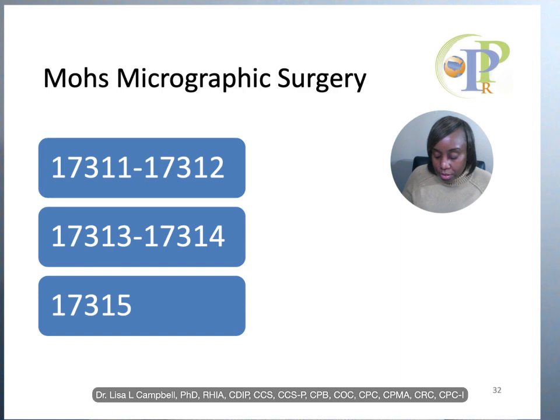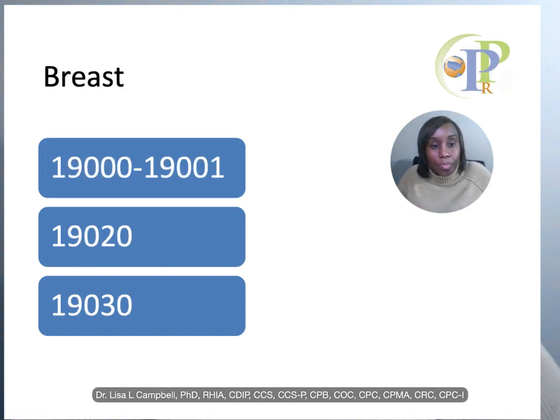And notice that each code says up to 5 tissue blocks, right? 17315 is when we have each additional block after the first 5 tissue blocks any stage. When we get to that exercise in our class, you'll actually be able to pull that concept together.